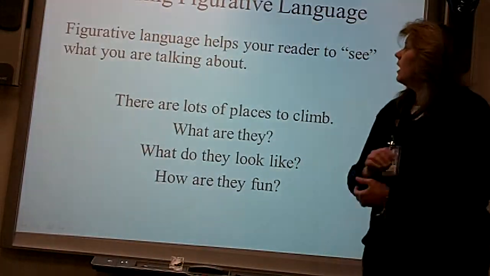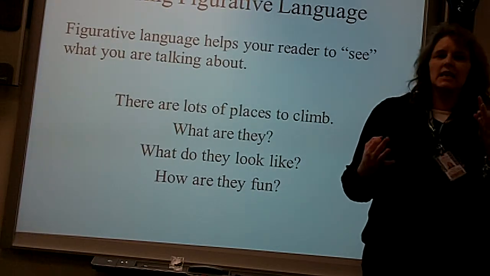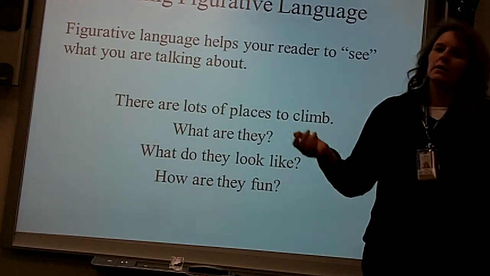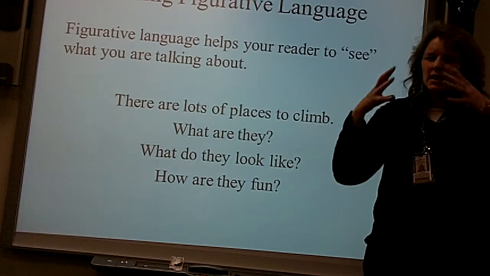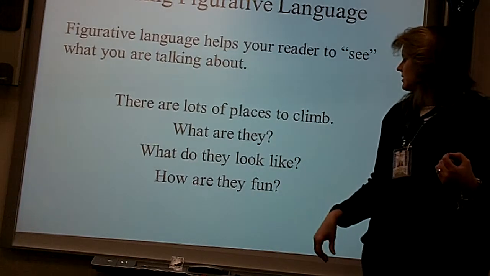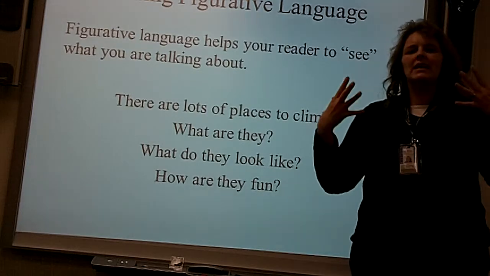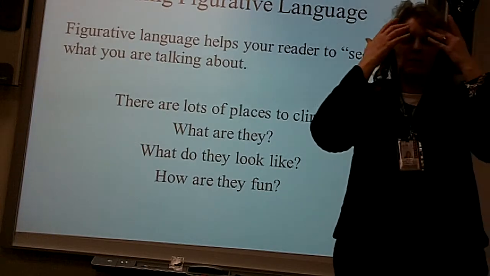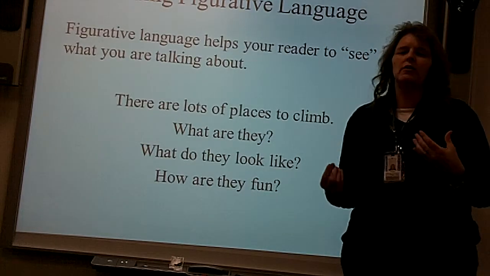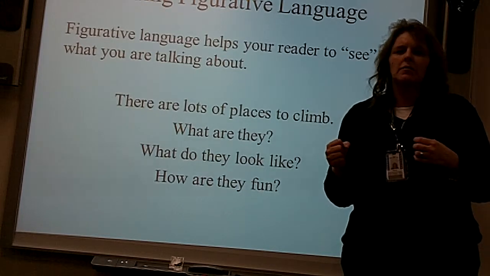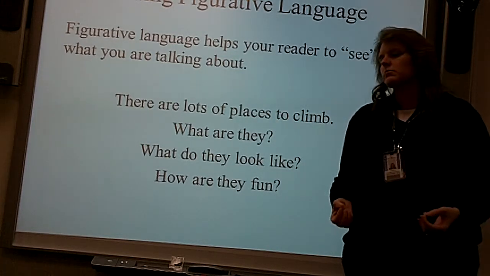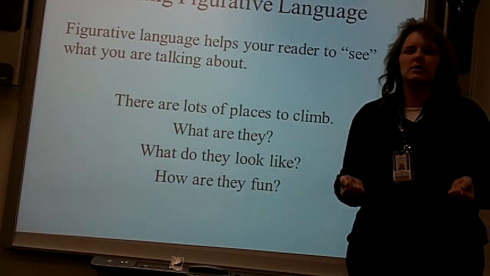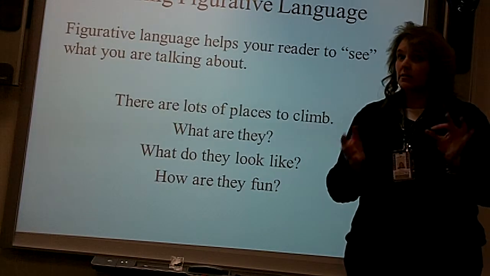Okay, so figurative language helps your readers to see what you are talking about. For example, there are lots of places to climb. Can you really see that? It doesn't really give you a picture. What are those places? What do they look like? How are they fun? We need to describe it. We need to get more detail so that we can picture it. And again, this can be hard when we're writing down facts and information, because if we're writing about John Smith and how he went to the colonies, it's very hard to be imaginative about what John Smith did. But we can do it. There are ways to do that.